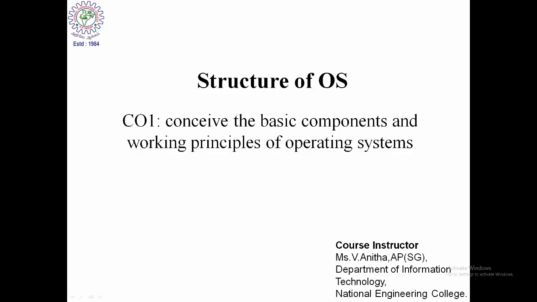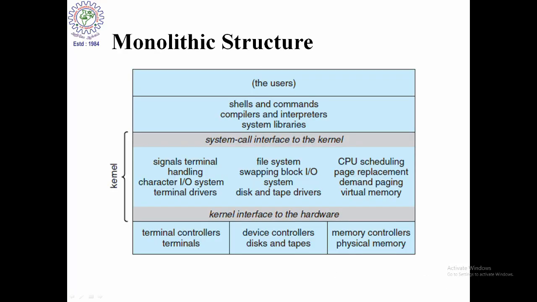So the next structure is the monolithic structure. The name itself indicates that the entire kernel functionality is bound together, put together into a single pack. That is what monolithic means. Too many functions are packed together to represent a kernel, and this makes the implementation too complex, and also the maintenance becomes very difficult.